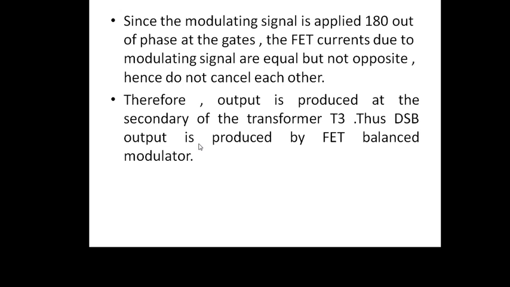So here is the working of the FET modulator. In this lecture we discussed two types of modulators, the balanced modulator and the ring modulator. These are product modulators, and one more modulator which generates the DSB is the FET modulator. So in this lecture we discussed the generation of the double sideband suppressed carrier.